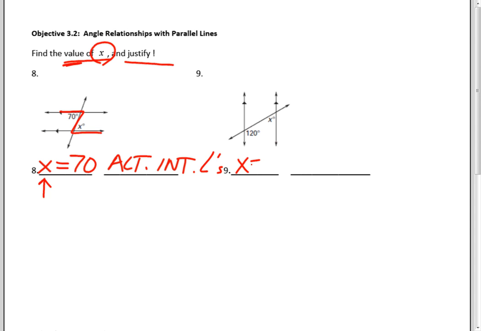So when I write x equals 60 for my x value for the second one, what should I have as my justification? Boomer? Same side. He wrote same side interior. Is he correct? Yep. What else could he have written? Consecutive interior.